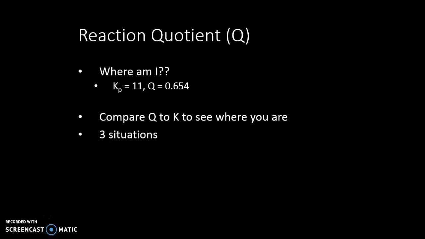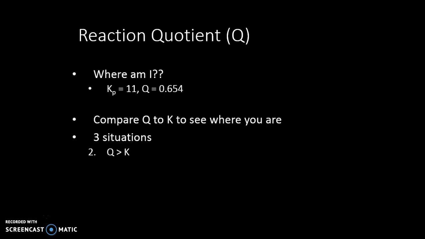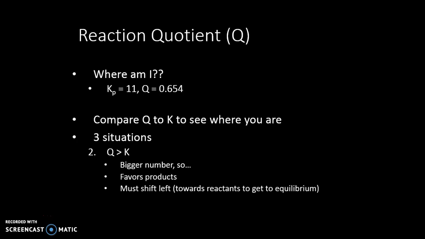Three situations, remember. Q is equal to K, which means we would be at equilibrium. If Q is greater than K, bigger number, so we favor products. We're past equilibrium. So to get to equilibrium, we have to shift toward the reactants. Q tells us we're past the equilibrium point. We have to shift toward the reactants.